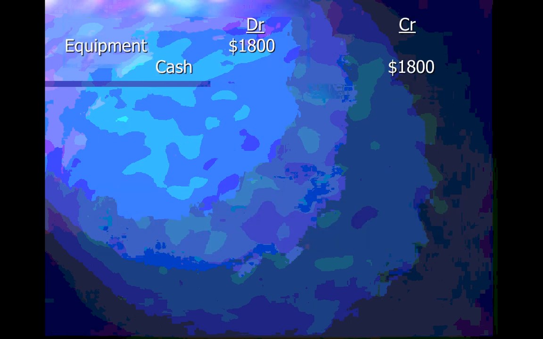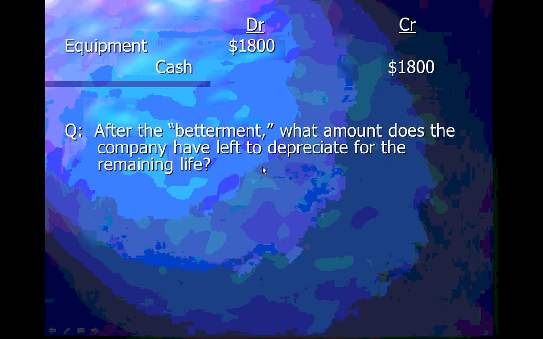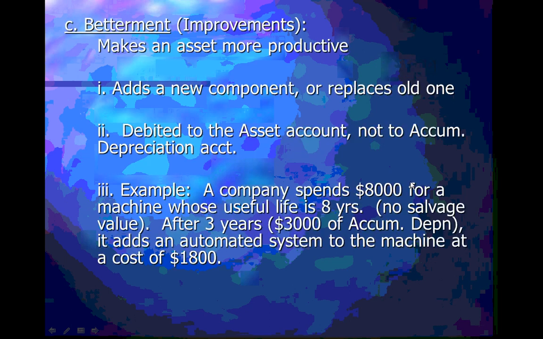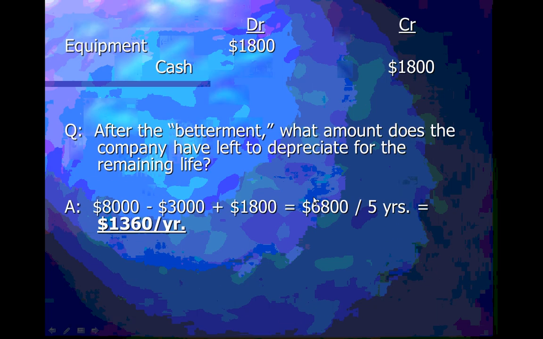So there's the debit to equipment, there's how we paid for it. And now what amount do we have left to depreciate? Well, it's going to be $6,800 divided by 5 years, $1,360 a year is my new annual depreciation expense. In the past, going backwards here, $8,000 divided by 8, it was $1,000 a year. Now it's higher. It has to be. We have to depreciate that $1,800 over 5 years. By the way, what's $1,800 divided by 5? I think if you do that, it'd be $360. So $1,000 per year is what it was. Now we add on another $360 per year.